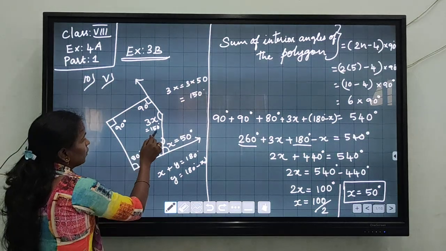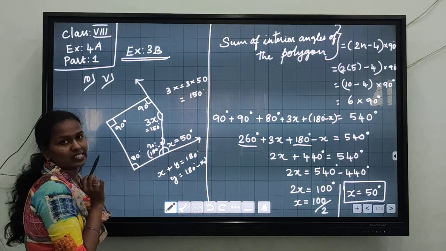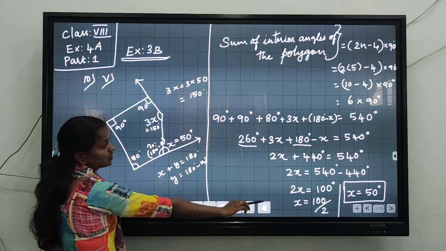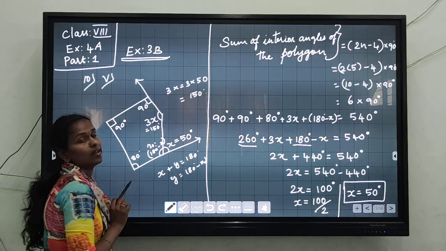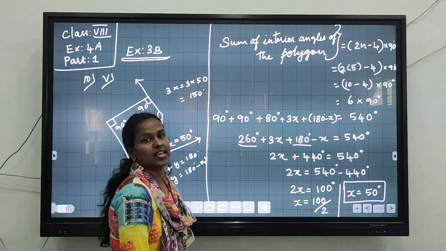But you don't need to find out all those angles when they ask what is x. So the x angle is 50 degrees. So what is the x value here? 50 degrees. That's it. So this is the answer.